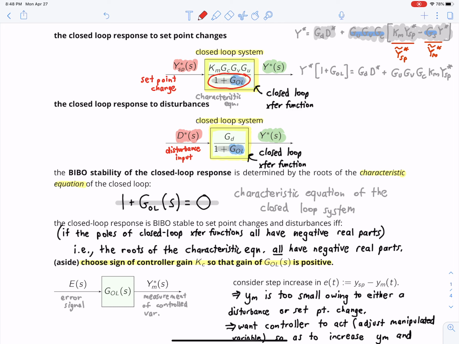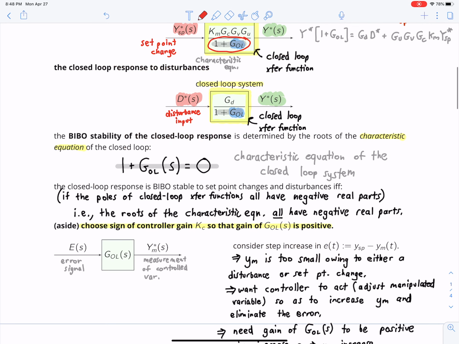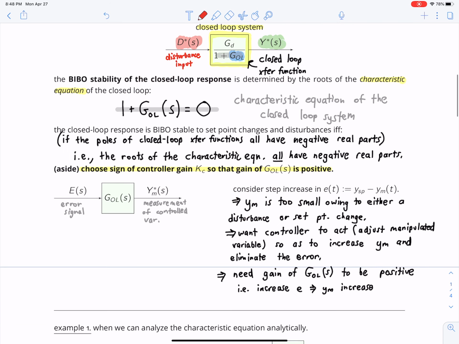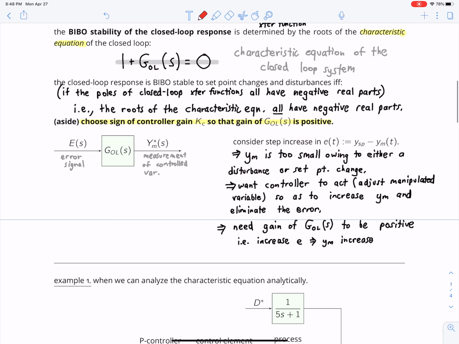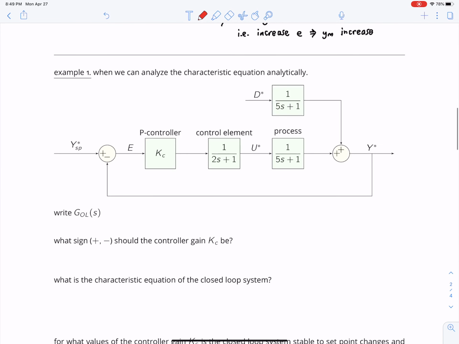Okay? And if the poles of this closed loop transfer function, or roots of the characteristic equation, all have negative real parts, then the system is stable. If any of those poles have a positive real part, you'll see a response mode that grows unboundedly with time, and then it will be unstable. Finally, we last left off where we found that the controller gain, we should always choose it such that the gain of the open loop transfer function, which involves the controller transfer function, is positive, and that will give us corrective controller action. Okay, now let's put all of this to use.